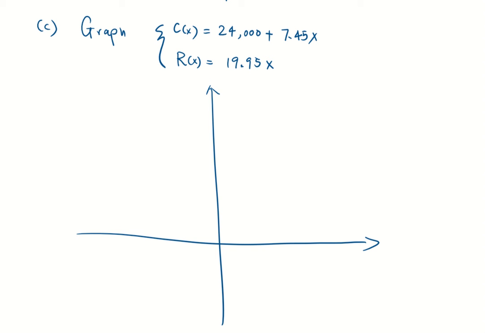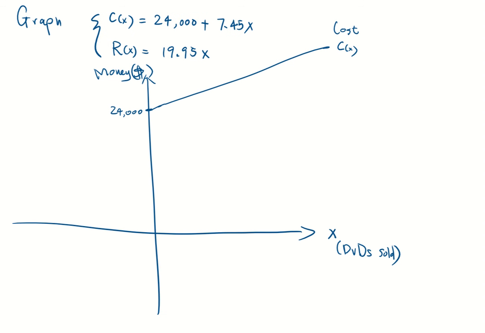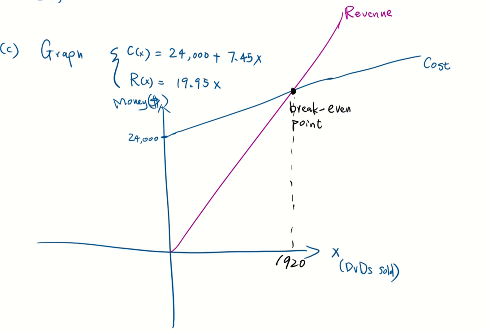Now let's graph the two functions in one coordinate plane. This is a roughly graphed equation for C of x, the cost equation. And this purple line is the graph for the revenue equation. And where the two graphs intersect will be the break-even point. And we calculated earlier when x, or when 1,920 DVDs are sold, we reach our break-even point.